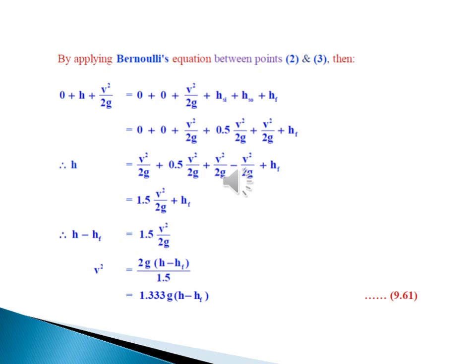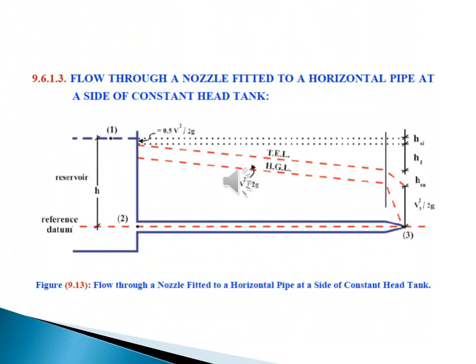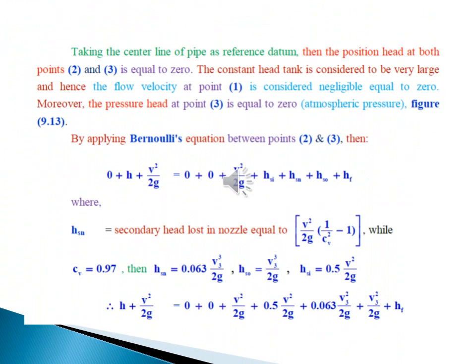Flow through a nozzle fitted to a horizontal pipe at the side of a constant head tank, as shown in the enclosed figure. In the same way, by applying Bernoulli's equation between points 2 and 3, you can calculate the head losses between the 2 points and also the velocity of flow, as shown in the enclosed equation.